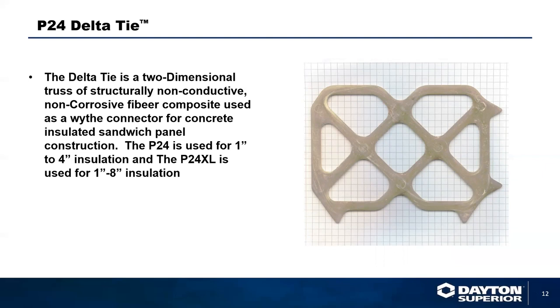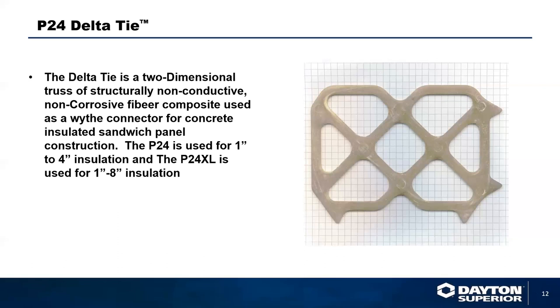We went a little bit farther than that. We decided that we needed something a little more robust, a little bit easier for the contractor to install. So in the mid-1990s, we developed a product called the Delta Tie. It's a two-dimensional truss of structurally non-conductive, non-corrosive fiber composite used as a wythe connector for concrete insulated panel construction.